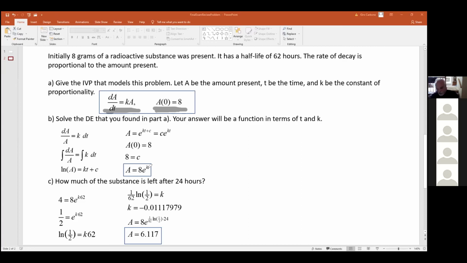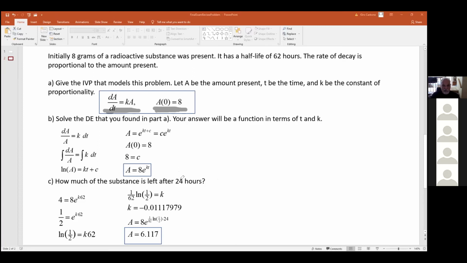I did a problem in class where we were dealing with Newton's law of heating and cooling, right? And so you have to find out what's going on. In order to get what K is, I have to put in the 24 hours.